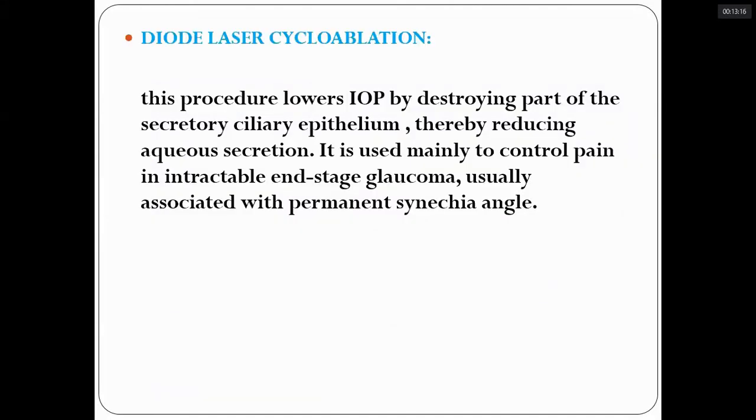So diode laser is frequently done in almost all hospital settings. Though it is not an easy procedure, it is a very painful procedure. This procedure lowers the IOP by destroying part of the secretory ciliary epithelium, thus reducing aqueous secretion. The main thing over here is that it controls the pain at the end stage of glaucoma, where there is permanent synechia and where other methods fail.